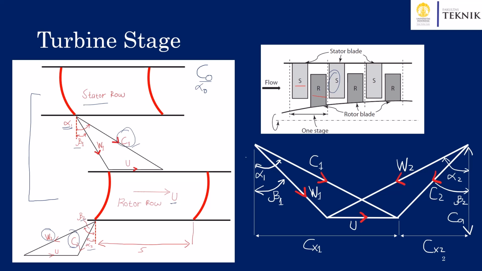For further analysis, we will combine both of these velocity triangles, or we superimpose them into one velocity triangle, as they share the same blade speed, or U, and we will continue with this kind of velocity triangle in analyzing, for example, the work being done per unit mass flow rate and so on.